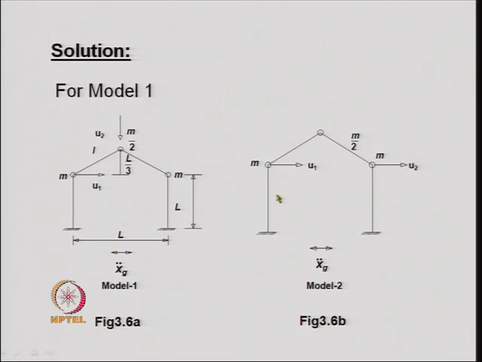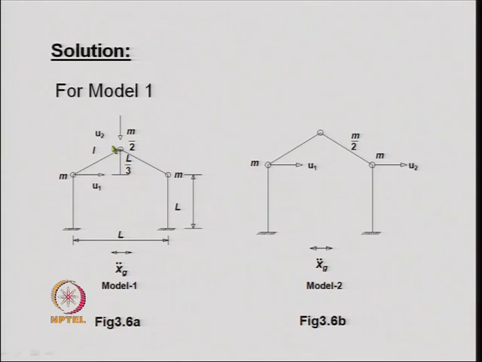Here in model 2, we choose the degrees of freedom as U1 and U2. So, there are two degrees of freedom because we assume that all the members are inextensible. And in order to maintain the inextensibility, we have only 2 degrees of freedom over here, because for example, if we wish to give a movement here, then automatically this one should move in the horizontal direction, otherwise this member will undergo a change in length.